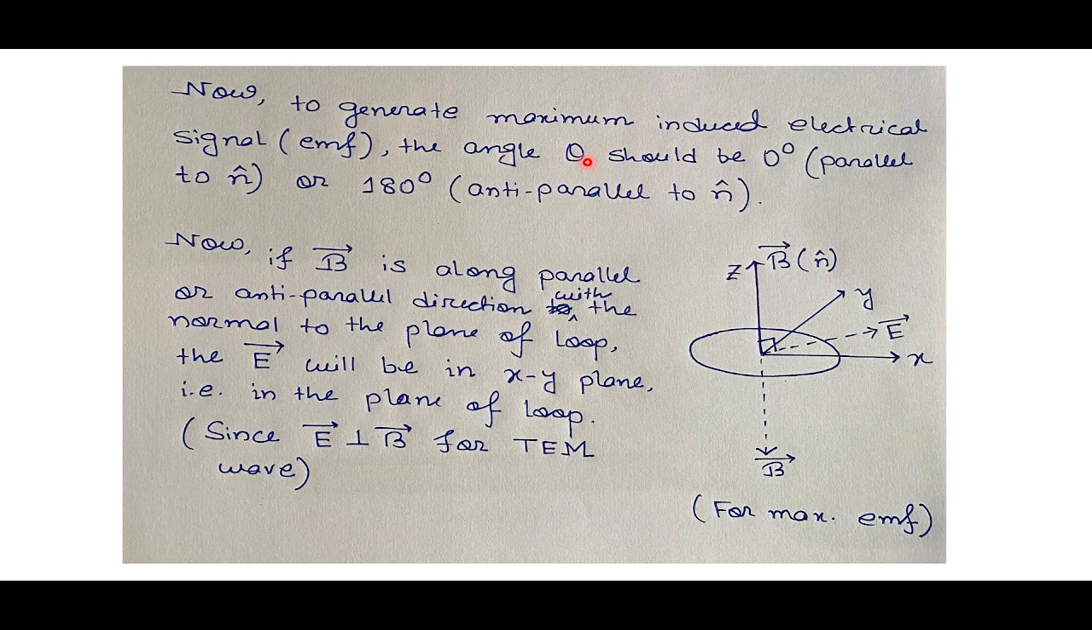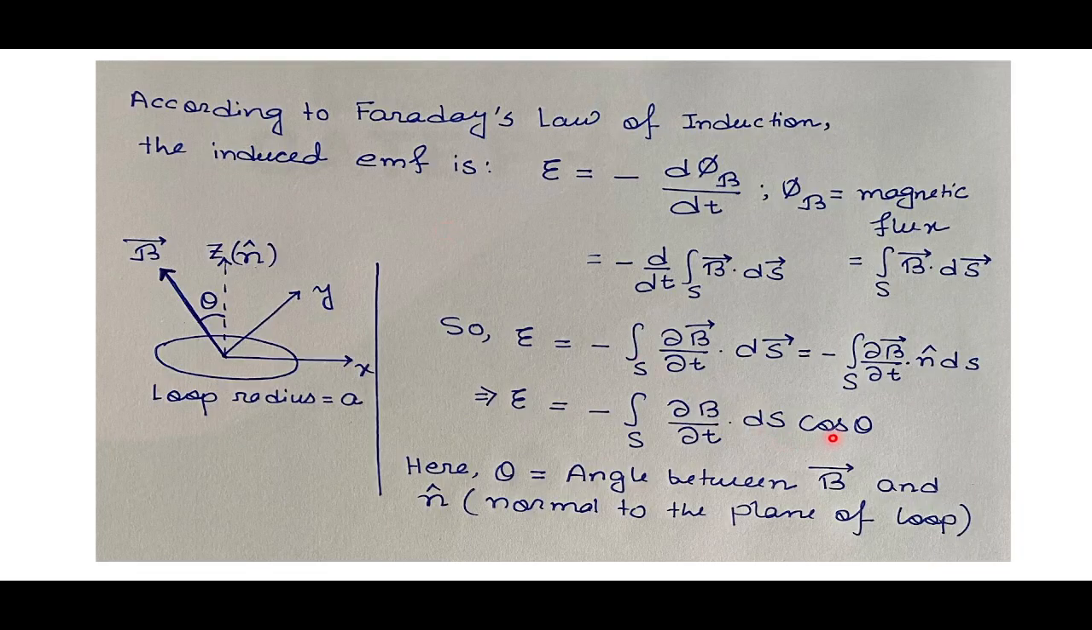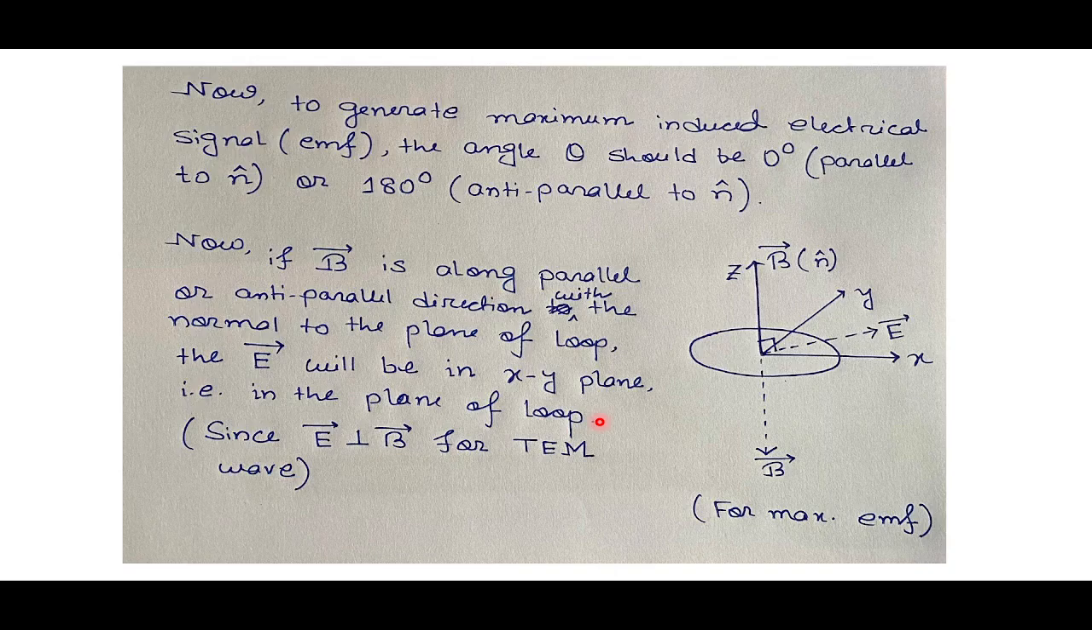Now to generate the maximum induced electrical signal or EMF, the angle theta should be either 0 degree or 180 degree. I am considering only the magnitude, not the sign of the induced EMF. So in this case, if it is 0 degree, the minus sign will sustain, and if it is 180 degree, it will be plus. So I am considering the magnitude here.